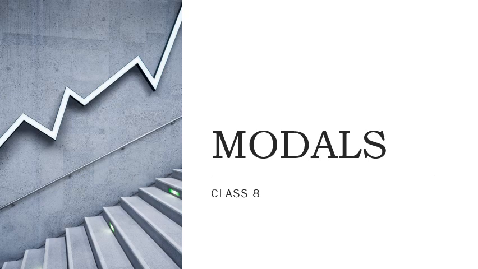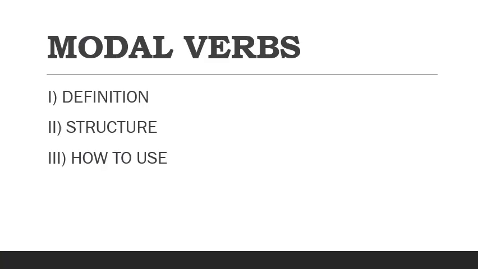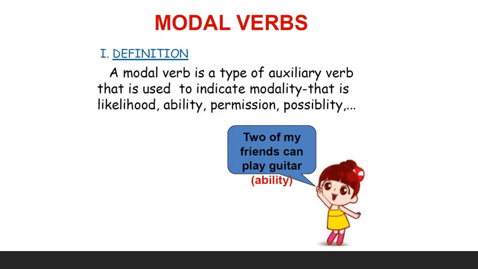Today, I'm going to take up the third unit, modals, from your practice book. In detail, we are going to look into the definition, structure, and how to use them. Coming to the definition, a modal verb is a type of auxiliary verb that is used to indicate modality, that is, likelihood, ability, permission, possibility, etc.